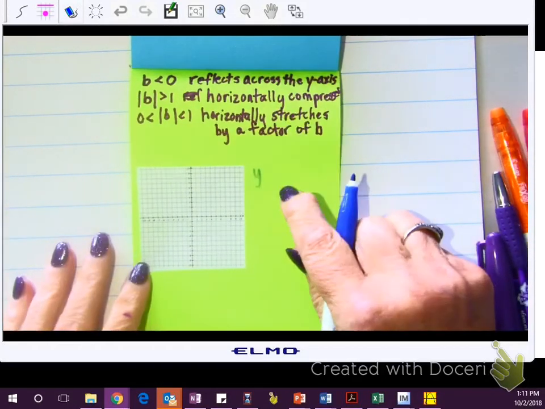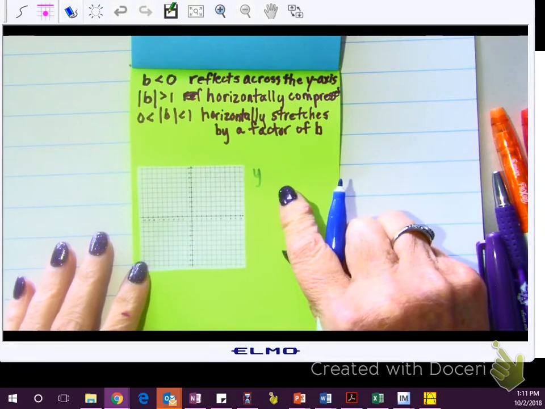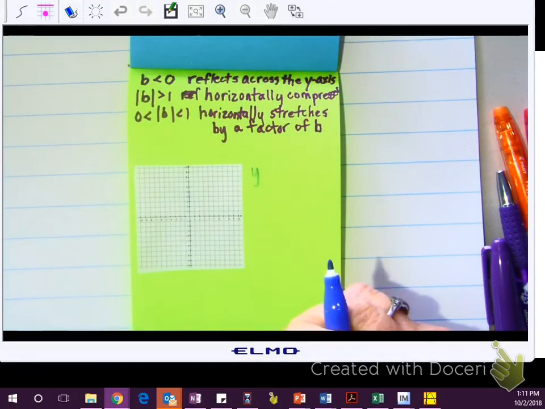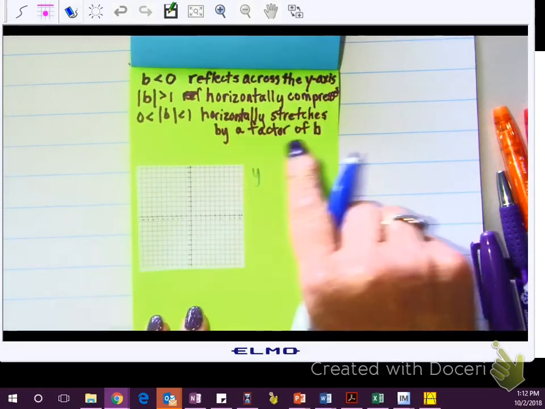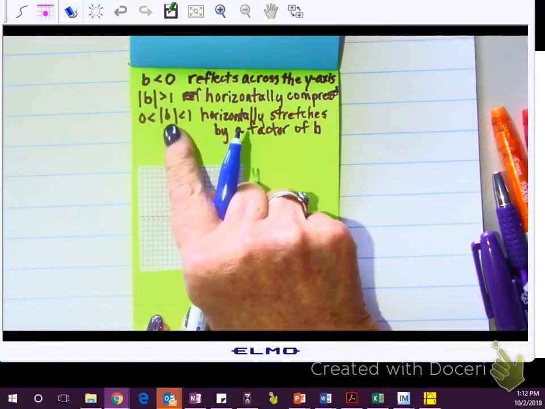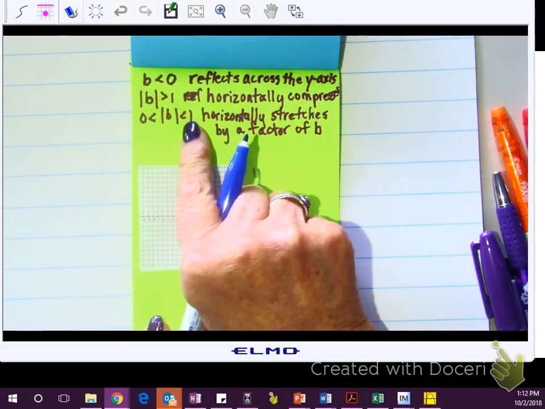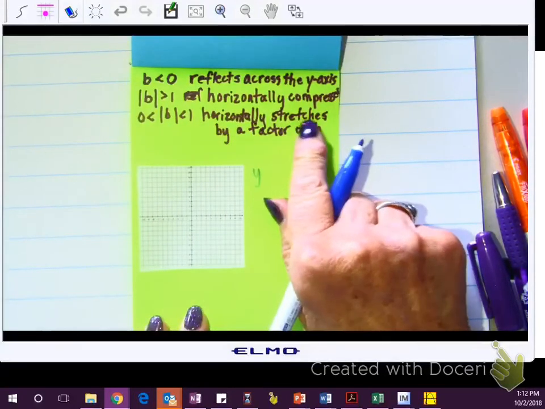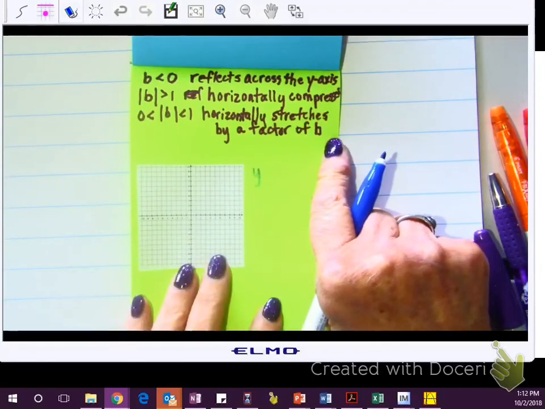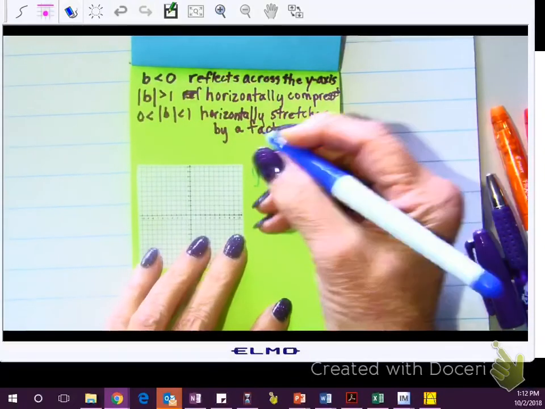Okay, so we have, when B is negative, it reflects across the y-axis. When the value of B is greater than 1, it's horizontally compressed. And I forgot to write by a factor of B. When the value of B is between 0 and 1, it horizontally stretches by a factor of B. So then we're going to do 3 examples.